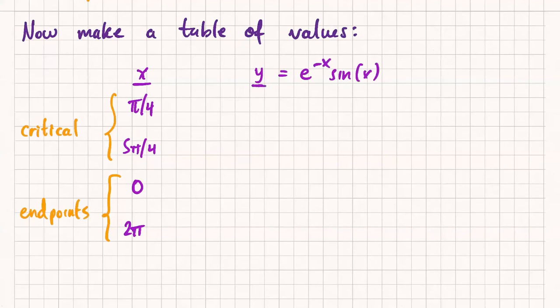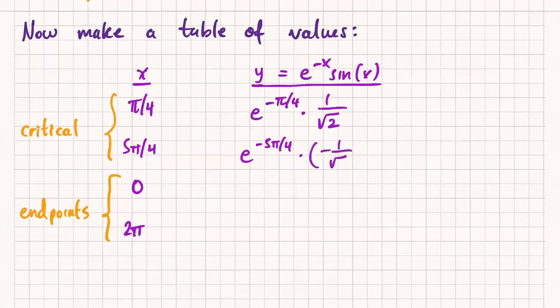And again, we're not using a calculator here. So pi over 4 gives me e to the negative pi over 4 times 1 over root 2. Sine of pi over 4 is 1 over root 2. What is the sine of 5 pi over 4? So I get e to the negative 5 pi over 4 times the sine of 5 pi over 4. And what is the sine of 5 pi over 4? Negative 1 over root 2. That's correct, because it's in the third quadrant, and only the tangent is positive there. Now 0 gives me obviously 0, and 2 pi gives me 0.